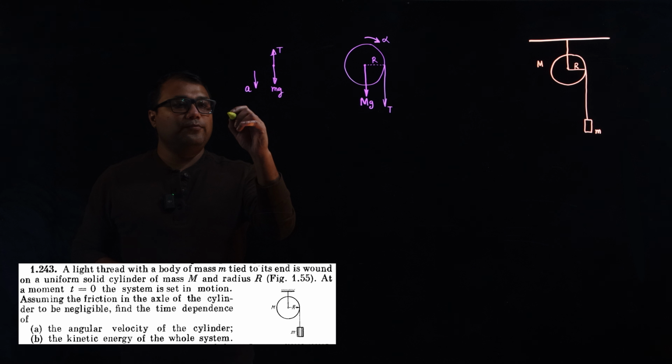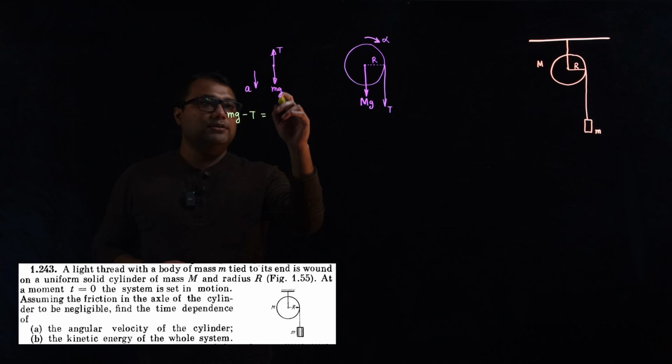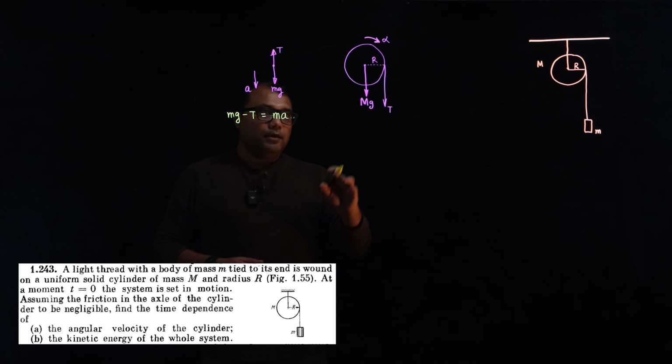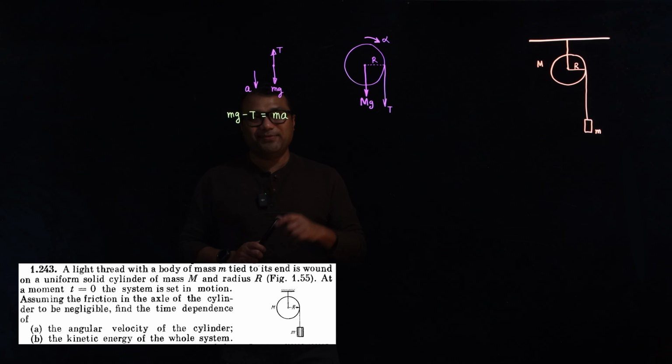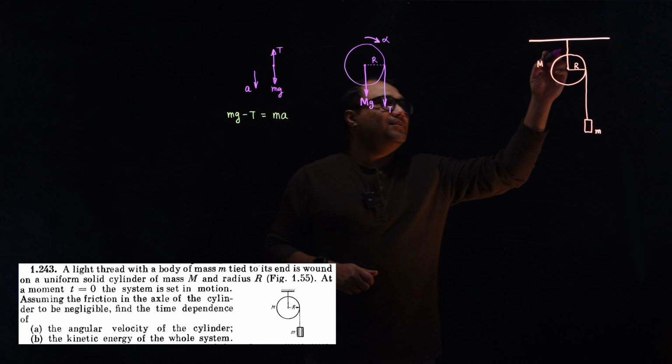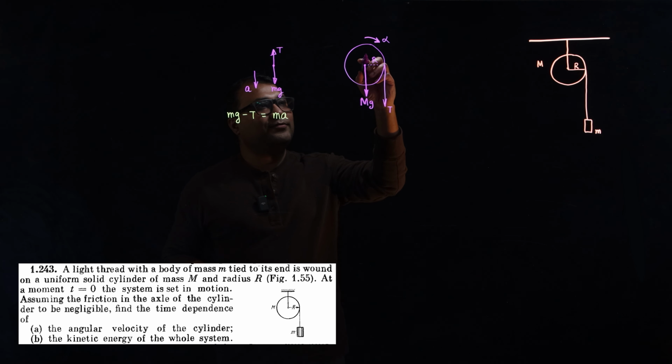So net force is mg minus tension, which is responsible for this acceleration of the small body m, so ma. So we get one equation. Here, in fact, I missed something. So this is also a string it is attached with. So there will be another force like this, T dashed. Okay, so don't forget about that force. My bad, I forgot about it.